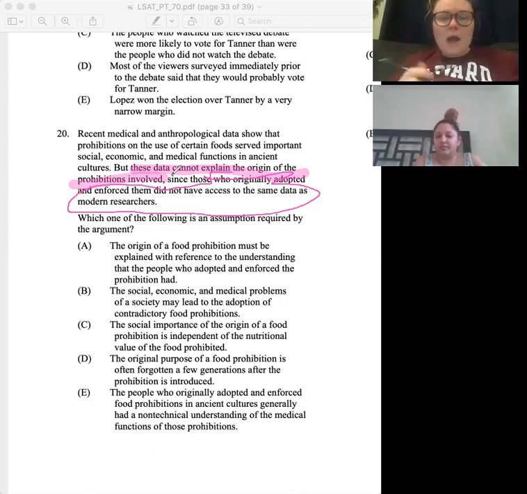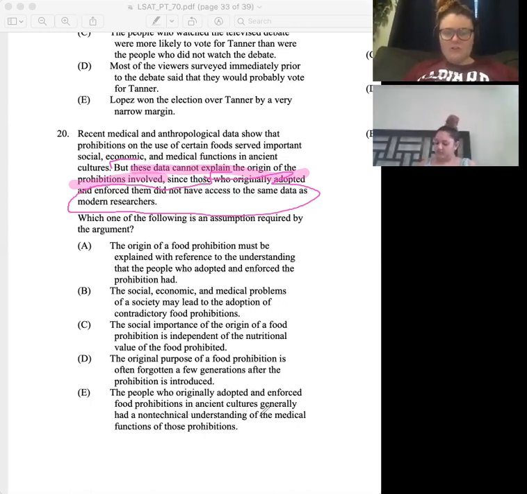And so I go through these always through the eyes of the conclusion, and I'm going to start with E. It's obviously the answer. And I ask myself, is this needed? I don't really negate it, but this is where I go with, when in doubt, go mild. So E, the people who originally adopted and enforced food prohibitions in ancient cultures generally had a non-technical understanding of the medical functions of those prohibitions.